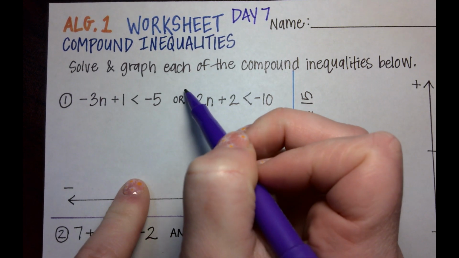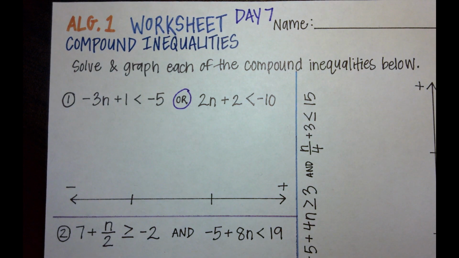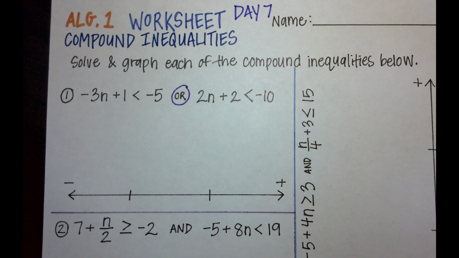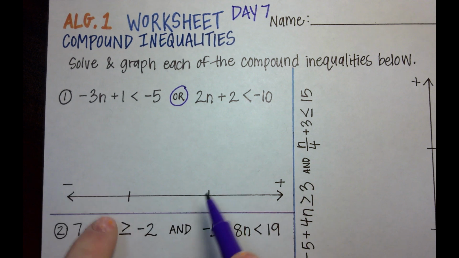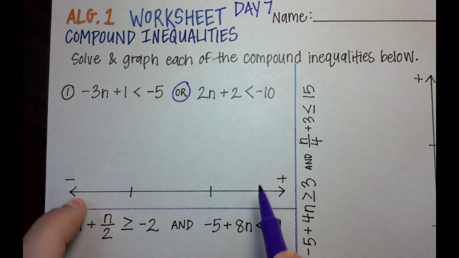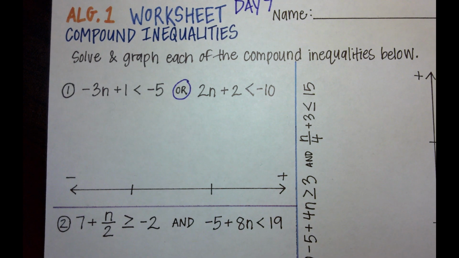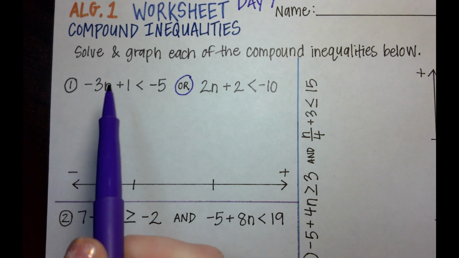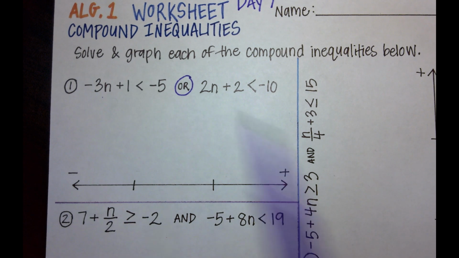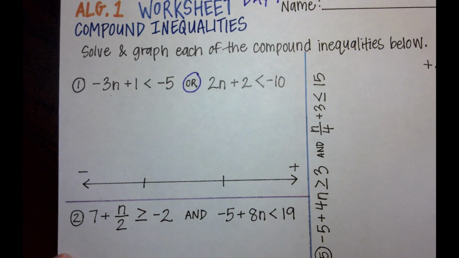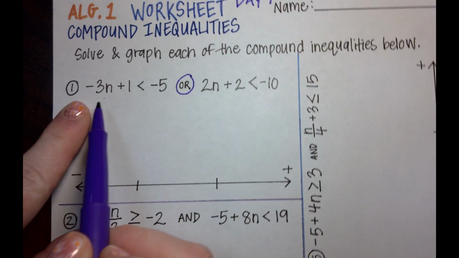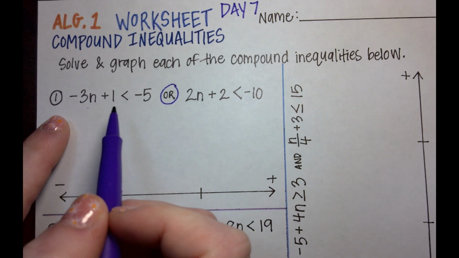It is an OR inequality. So which way is my shading going to go? Are we going to shade in the middle or on the outside? Outside. We know that because it's OR. So we need to solve both of these first, and then we're going to graph it. So let's go ahead and start with the first part of our compound inequality.